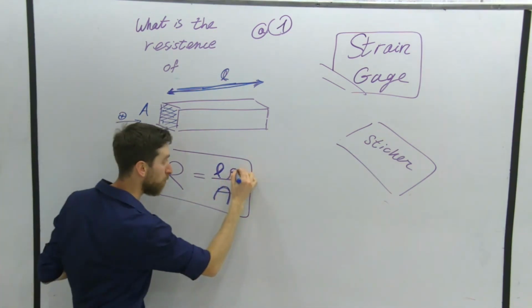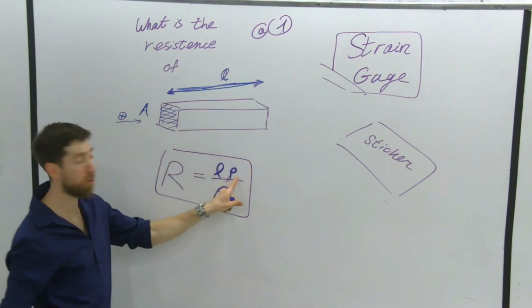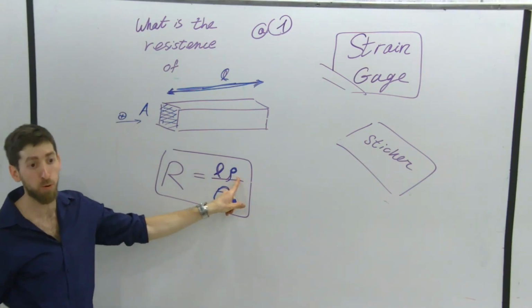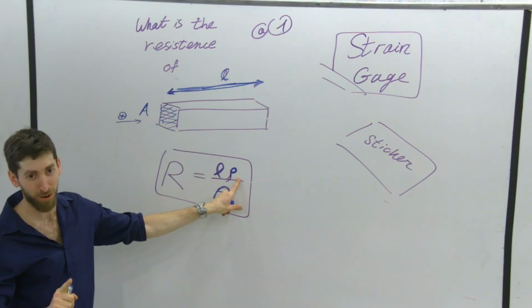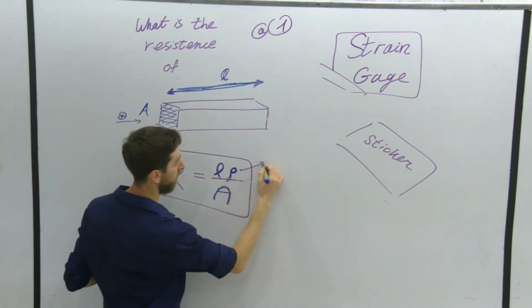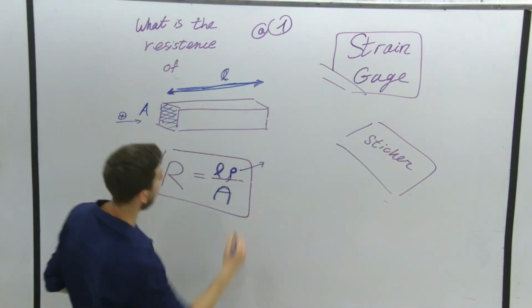And the last one, which is really important, is the material property. Note, it's not the charge density, okay? It's this one, resistivity.